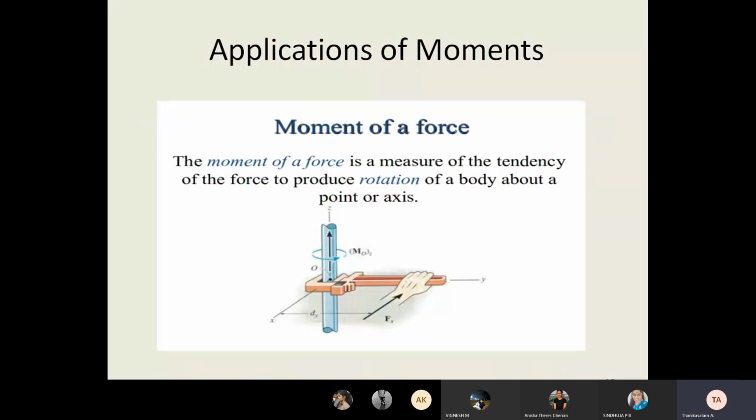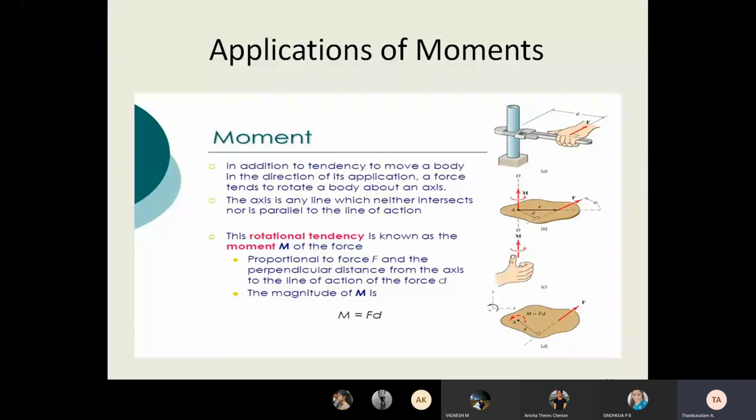See this example. Here, one spanner. We are rotating it, so we are applying force at some distance. What is the distance? D. Therefore, a moment is acting on that body. Moment equals F into D. Moment of force is a measure of the tendency of the force to produce rotation of a body about a point or axis. This is the example.